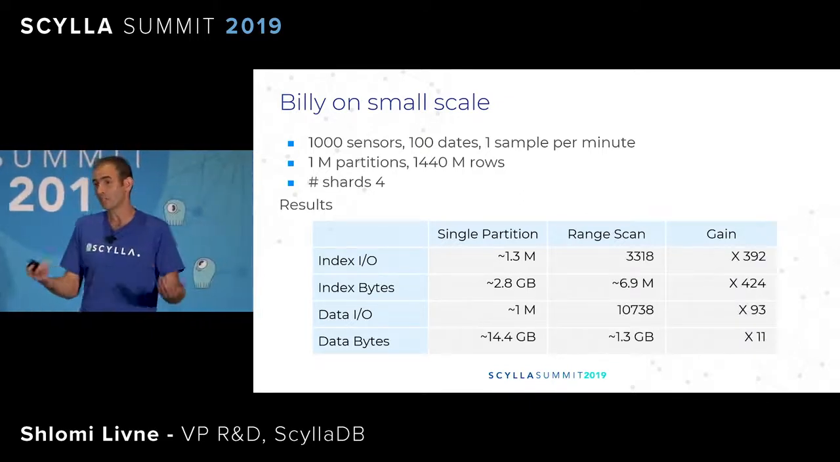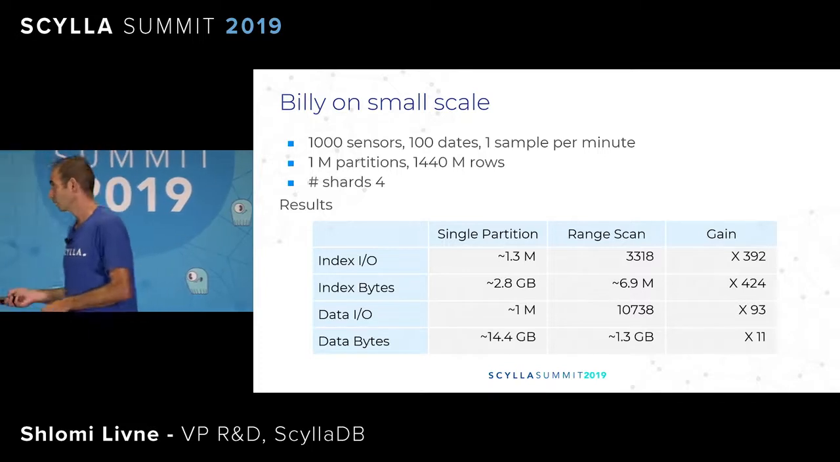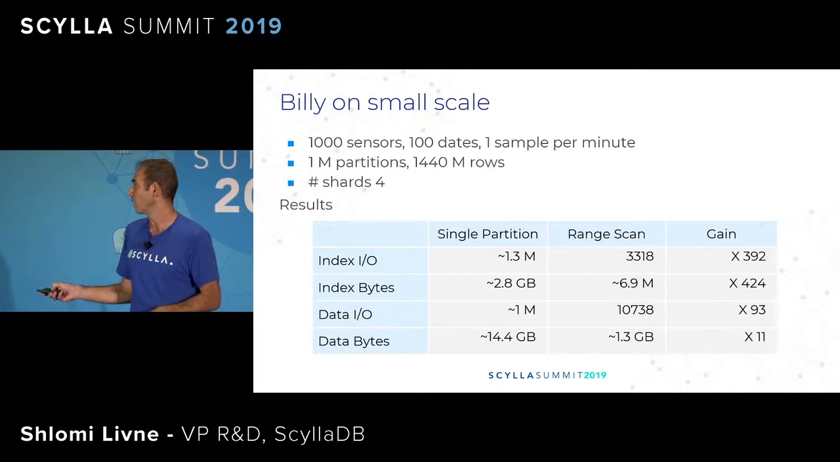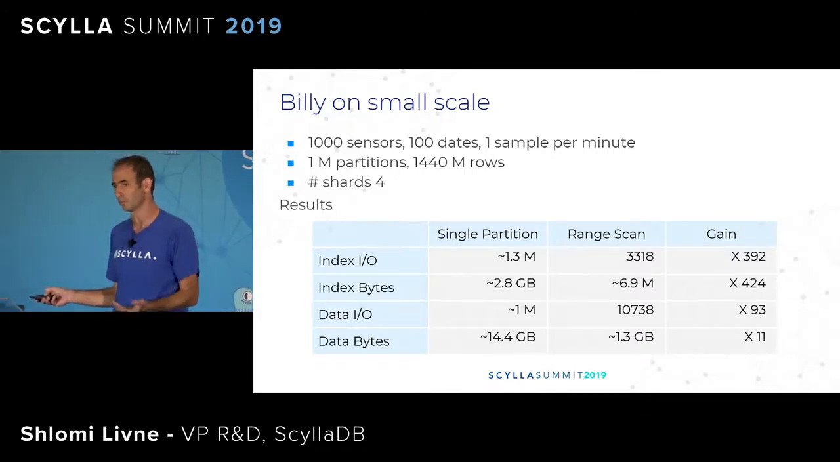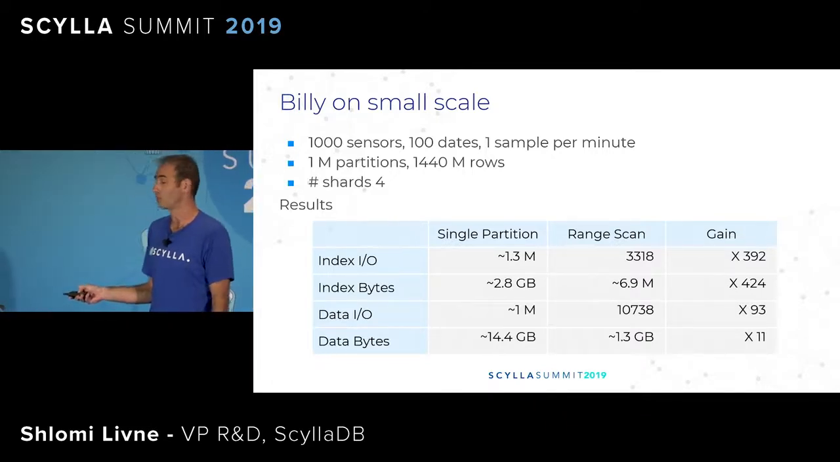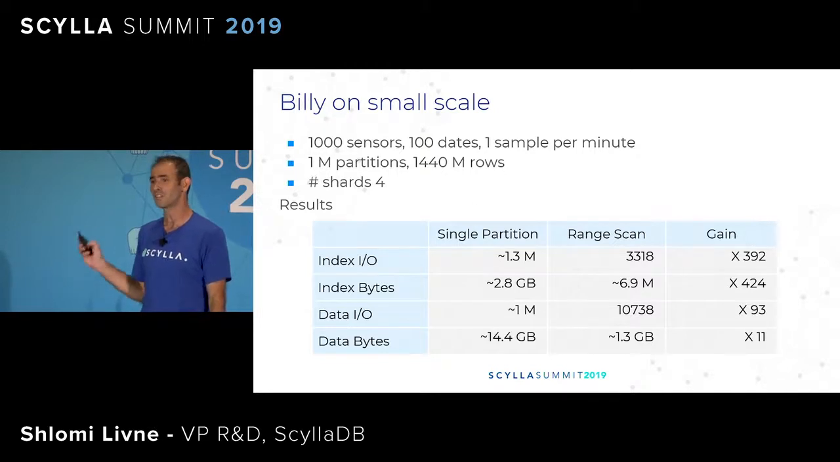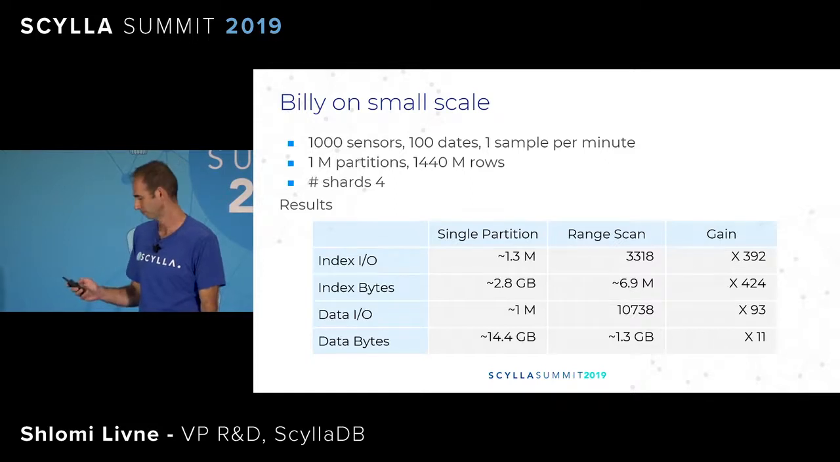So I then ran the same test using range scans. And we can see that the index I/O and the index bytes dropped significantly, which aligns with the theoretical gains that we were expecting. But the data I/O dropped also very significantly, and the data bytes was a huge gain. Instead of reading around 14.4 gigabytes, I was reading only 1 gigabyte. So it's 11 times less than the single partition reads.